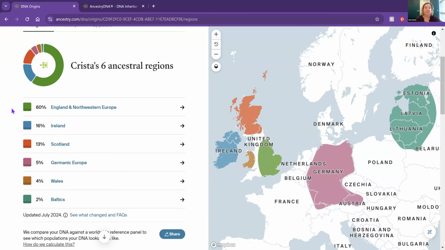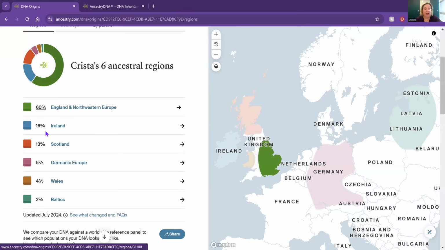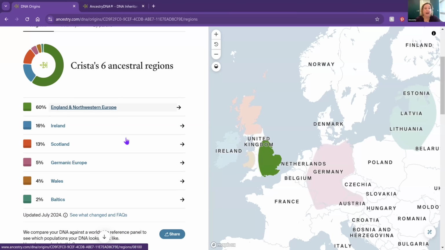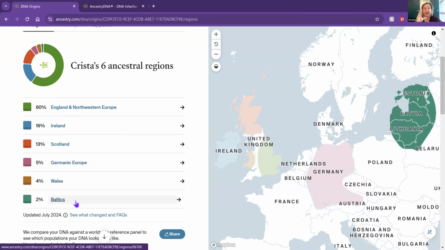So you'll see here my ethnicity breakdown. My ancestral regions come from England and Northwest Europe, and Ireland and Scotland and Germanic Europe and Wales and the Baltics. So that is kind of how my DNA breaks down, looking at that estimate 500 to 1,000 years ago.